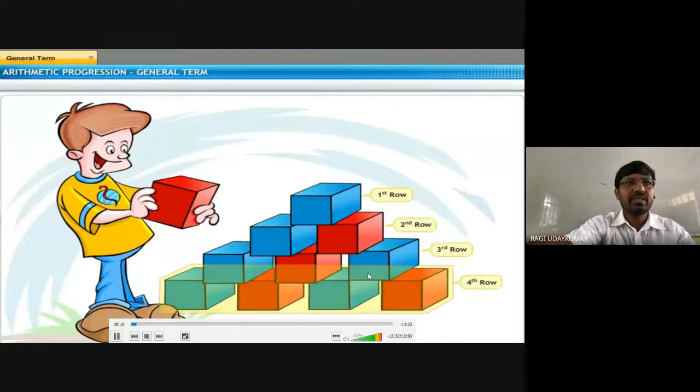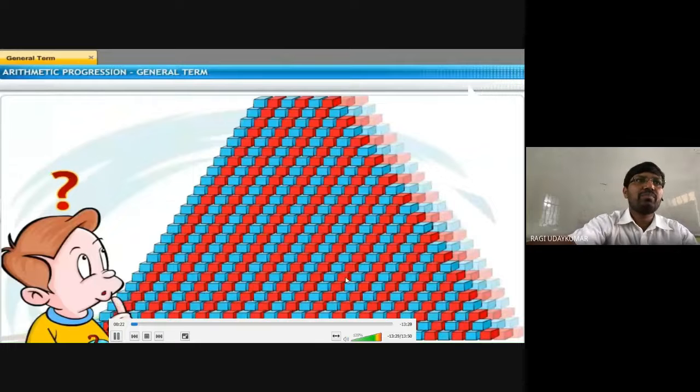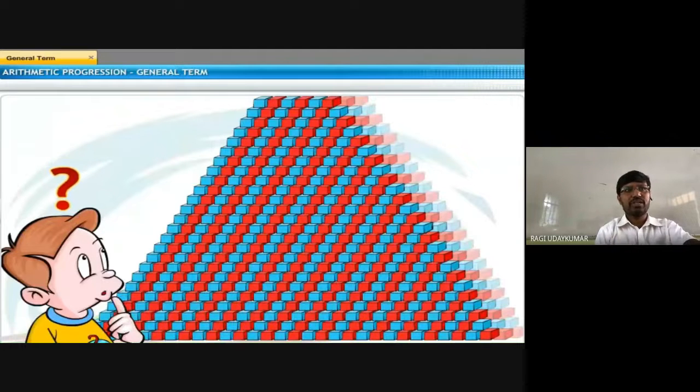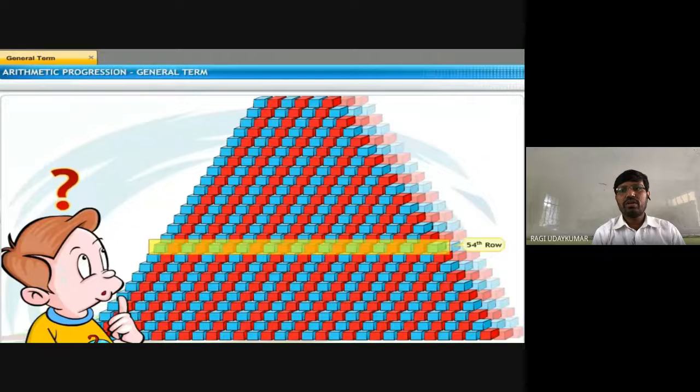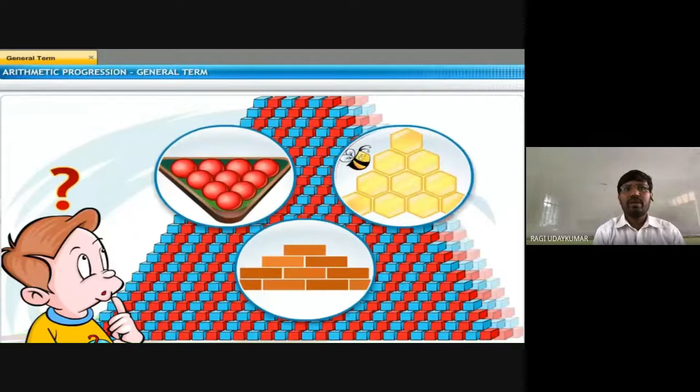Arithmetic progression is helpful to us. How many bricks are there to find out? Like this one pyramid is there, bricks arranged in a pyramid, and the number of rows, how many rows are there? All these things we are going to find out using the arithmetic progression. Whenever it is needed to find out how many bricks are there in the 54th row, if all are arranged in one particular systematic order, then we can find out any row, any term, like this.